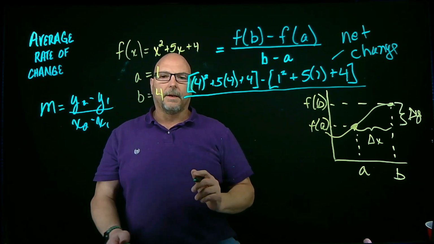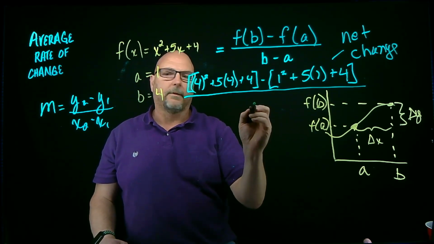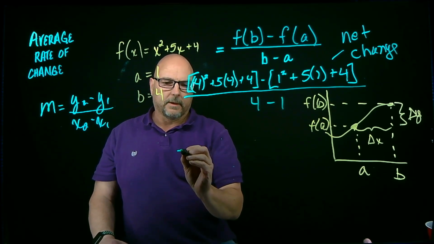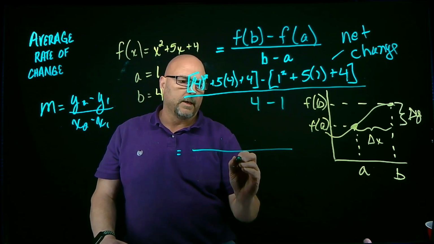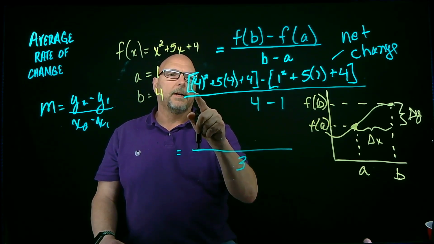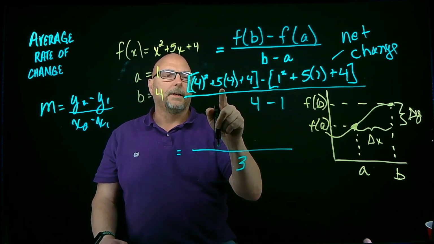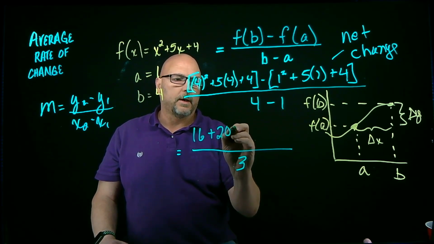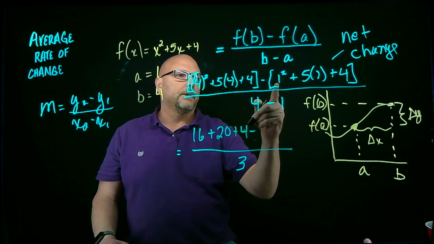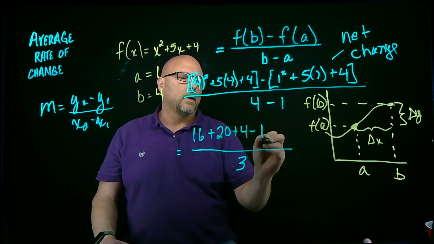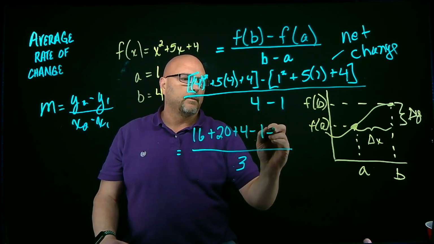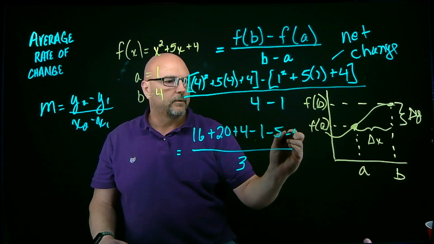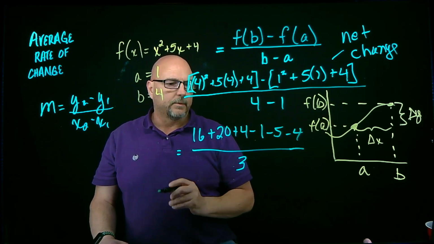So we're going to go ahead here and start to simplify after I write in 4 minus 1 down here. So let's see, the hard part. 4 minus 1 is 3. So here I'd have 16 plus 20, so I'll step it all the way out. 16 plus 20 plus 4 minus 1, because 1 squared is 1, minus 5 times 1, which is 5, minus 4. So we have minus 4 there. So the numerator keeps on going.